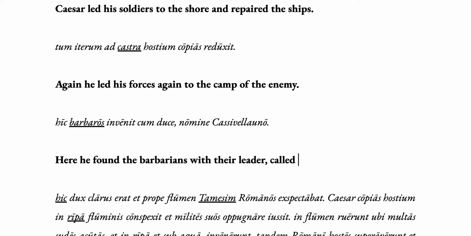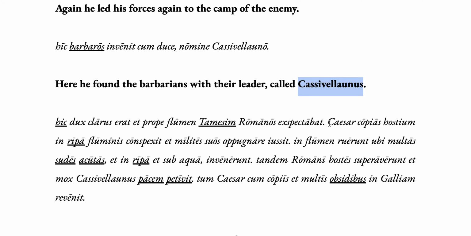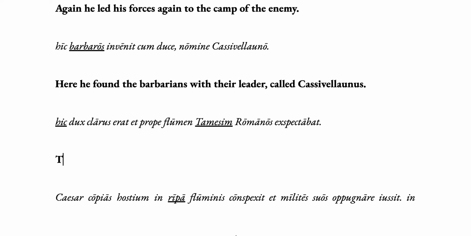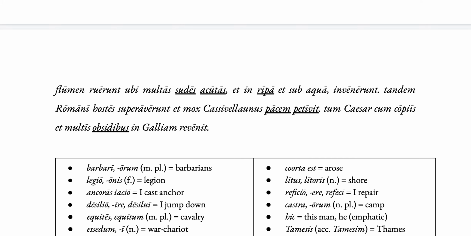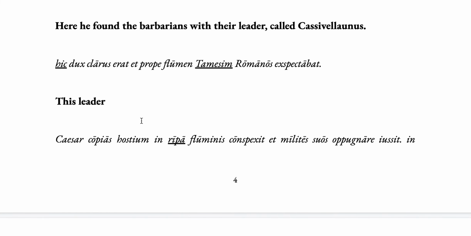Nomine Cassivellaunus, called Cassivellaunus. Here it's Cassivellauno because it's ablative, but the nominative would be Cassivellaunus. Then hic dux, this leader. Hic, you can see in the vocabulary, means this man or he. Or in fact, sorry, yes, so you could say, let's say he.